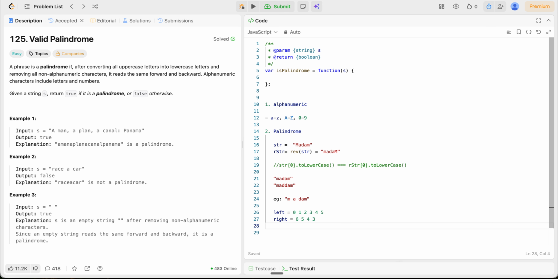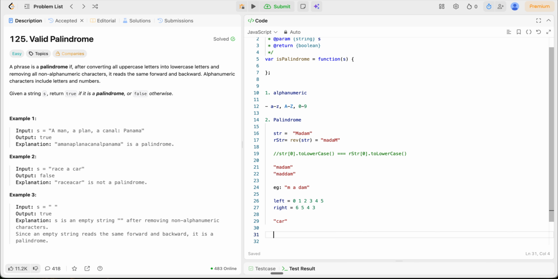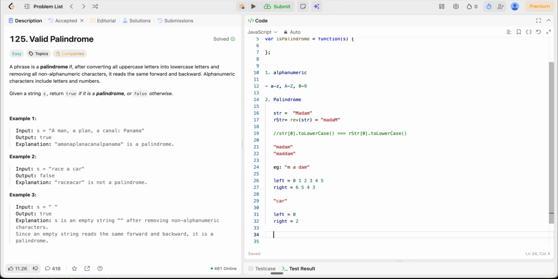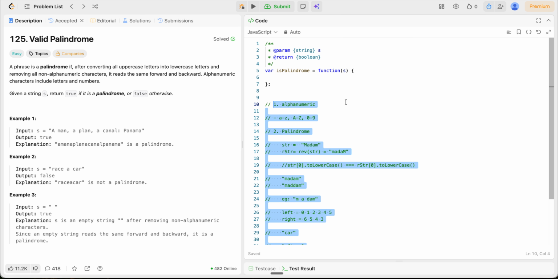And the other one is, let's say for example, let's take a non-palindrome string. So left will be 0, right will be 2. What will happen in this case is C and R are not equal. What will I do? Whenever there is a mismatch of the characters at left and right, I will just return false. So this is the whole algorithm. Let's now try to code it up.